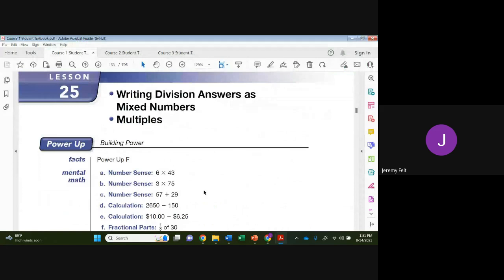Now we're going to write it either as a fraction, like we do in this lesson, or down the road we'll show you how we can do it as a decimal as well. But we're going to leave it as a mixed number. So it'll be a whole number with a fraction instead of writing it as a remainder. We still use that remainder number. We then just put it in a fraction. That will become our numerator over our denominator, whatever we're dividing by. And then also looking at multiples today.